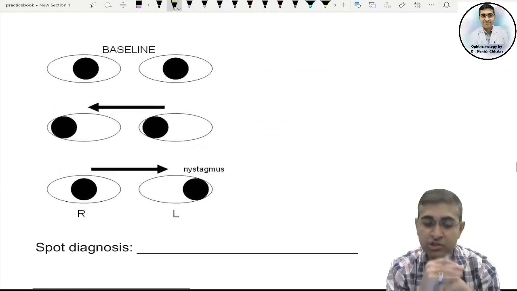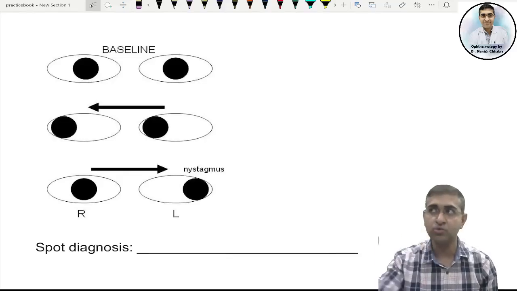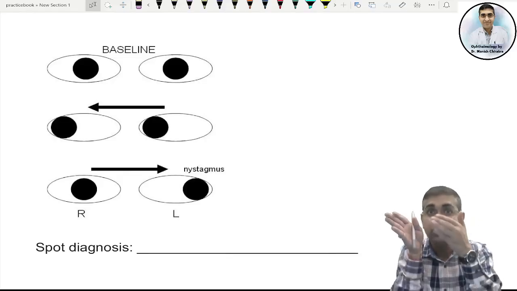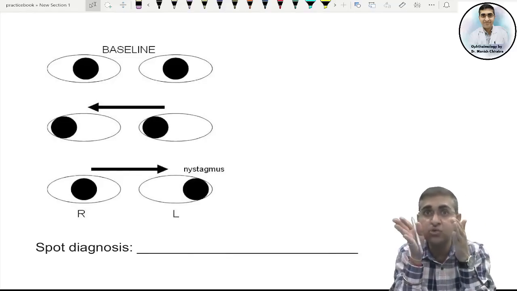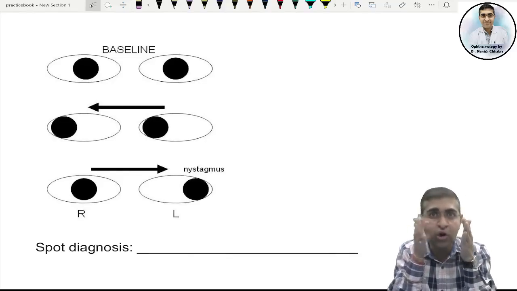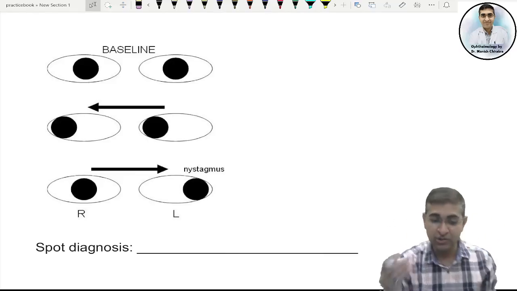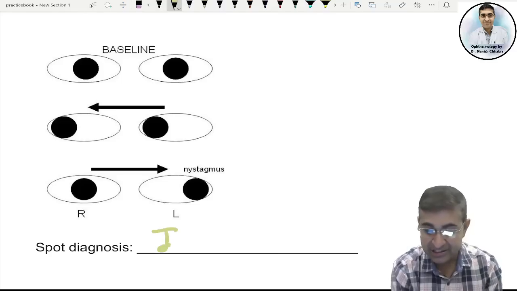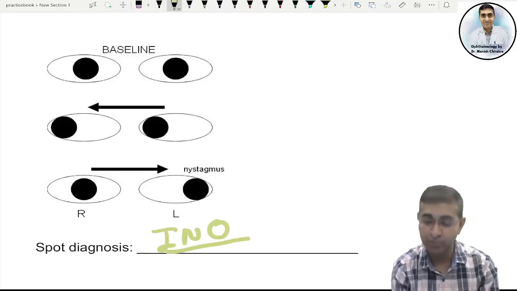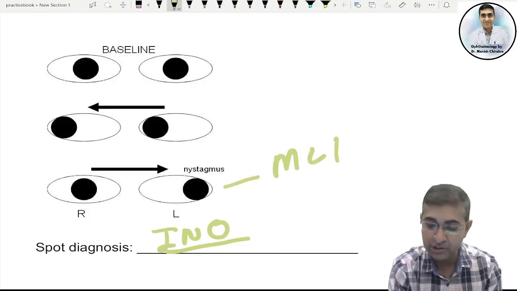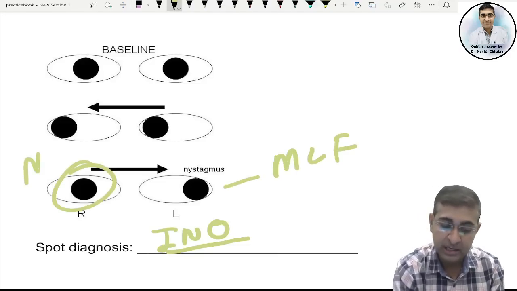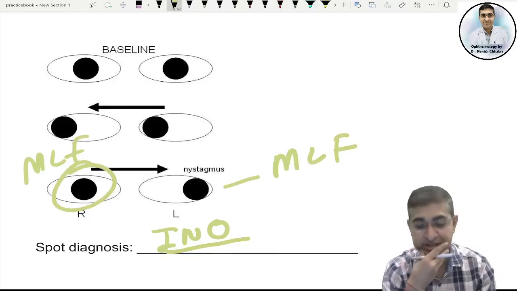Okay, what is your spot diagnosis? You are asking the patient to look to the right side, both eyes are going right. When you ask the patient to look to the left side, one eye does not go to the left side but the other eye goes. So this is internuclear ophthalmoplegia, and this is due to damage to the medial longitudinal fasciculus. So in this eye, the medial longitudinal fasciculus is damaged.